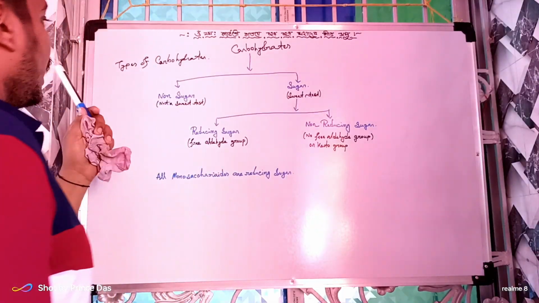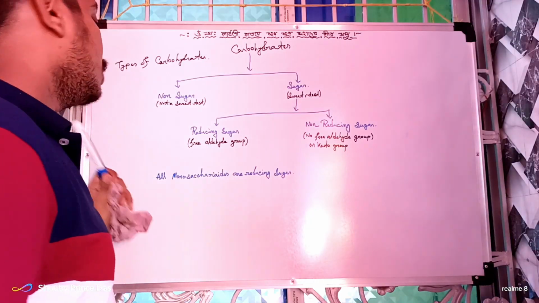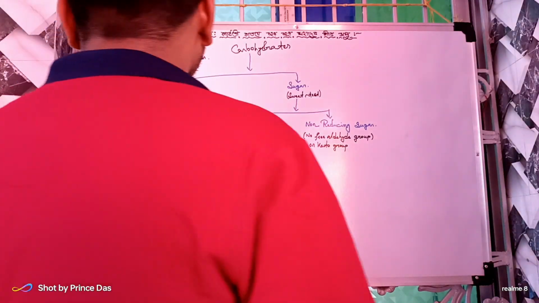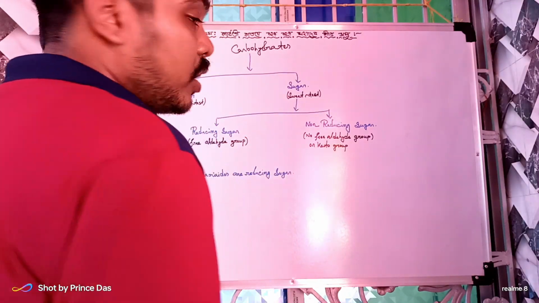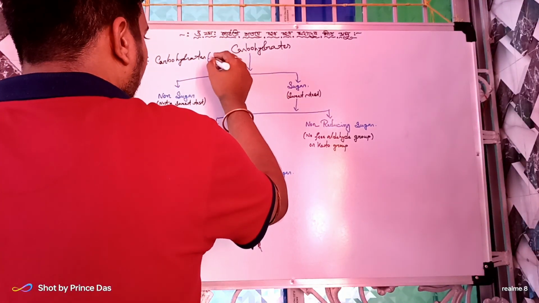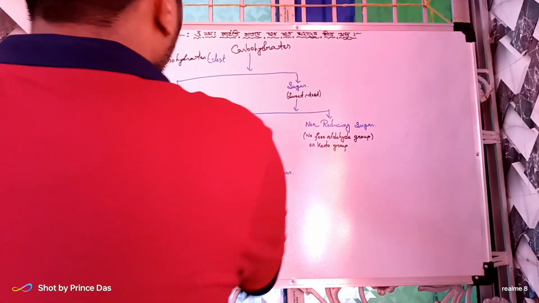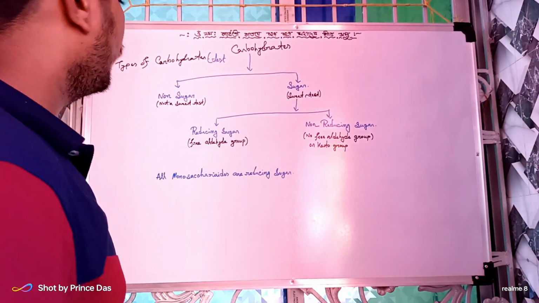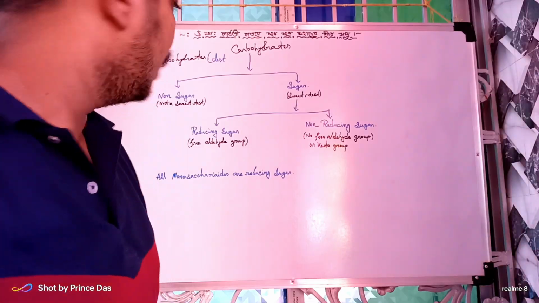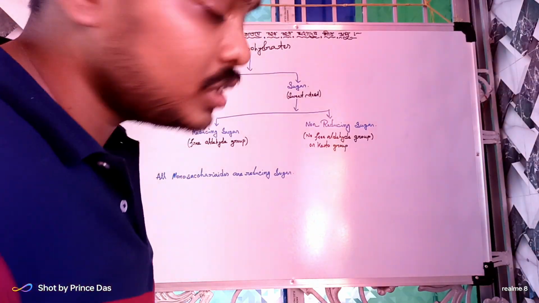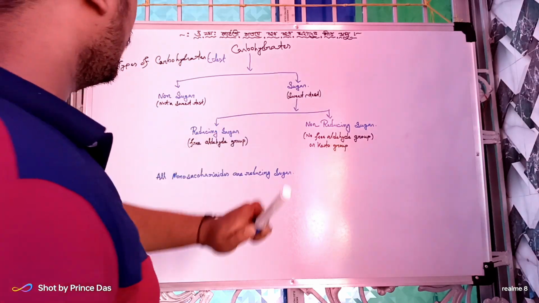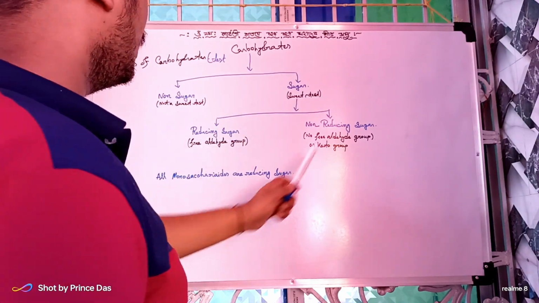Last time I told the types of carbohydrate: monosaccharide, disaccharide, oligosaccharide and polysaccharide. Here is another type of classification, types of carbohydrate according to taste: non-sugar and sugar. Non-sugar means not sweet in taste. Sugar means sweet in taste. Sugar is also divided into reducing sugar and non-reducing sugar.